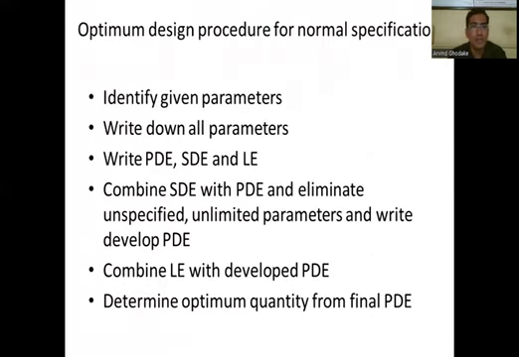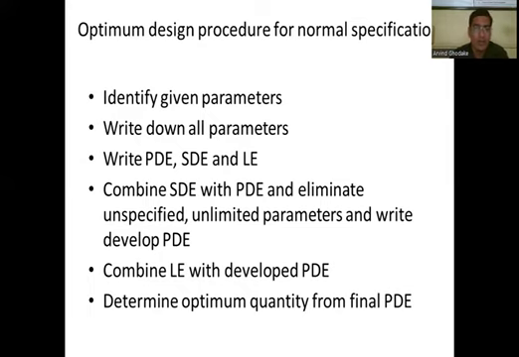Next, optimum design procedure for normal specification. In normal specification, the first step is to identify the given parameters and write down all parameters. Then write the primary design equation, subsidiary design equation, and limit equation. Then combine the subsidiary design equation with the primary design equation and eliminate the specified unlimited parameters and develop the PDE, that is, the primary design equation.